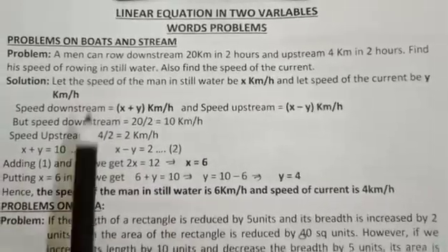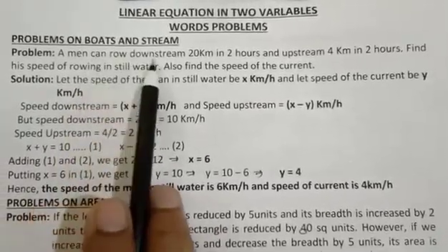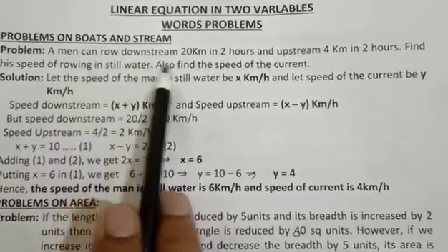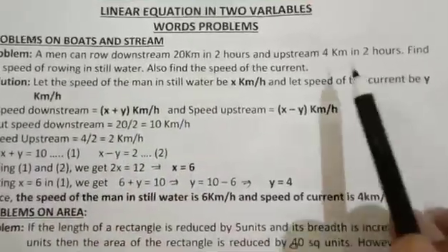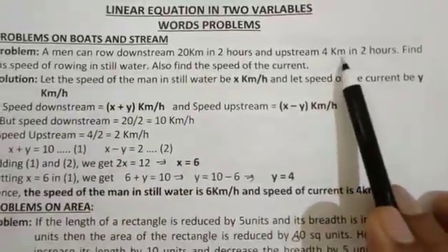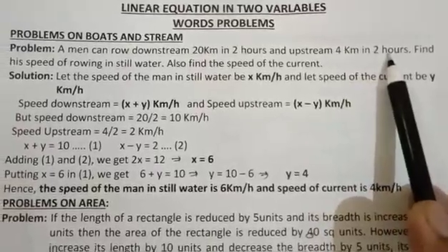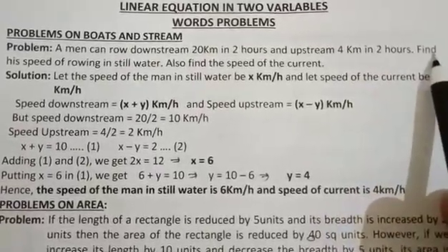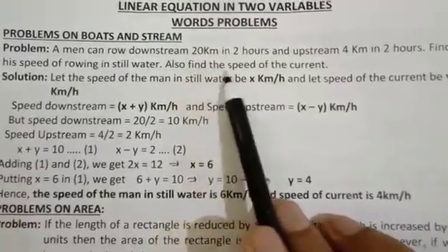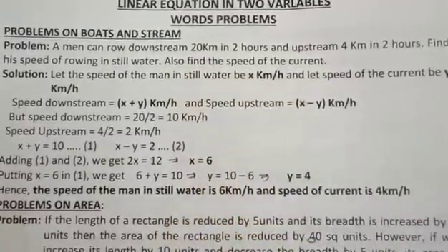And the question is, a man can row downstream 20 kilometers in 2 hours, and upstream 4 kilometers in 2 hours. Find his speed of rowing in still water. Also find the speed of the current.